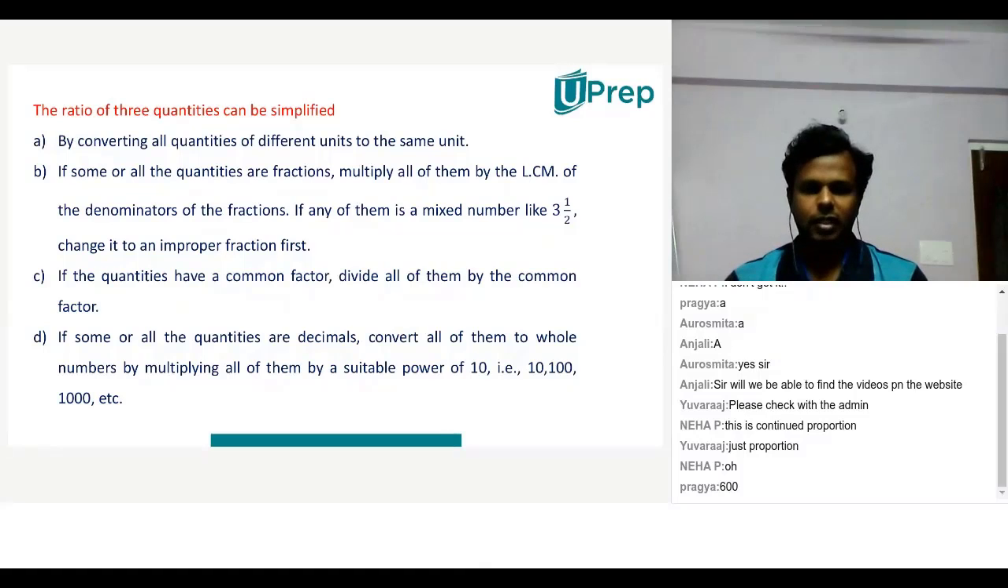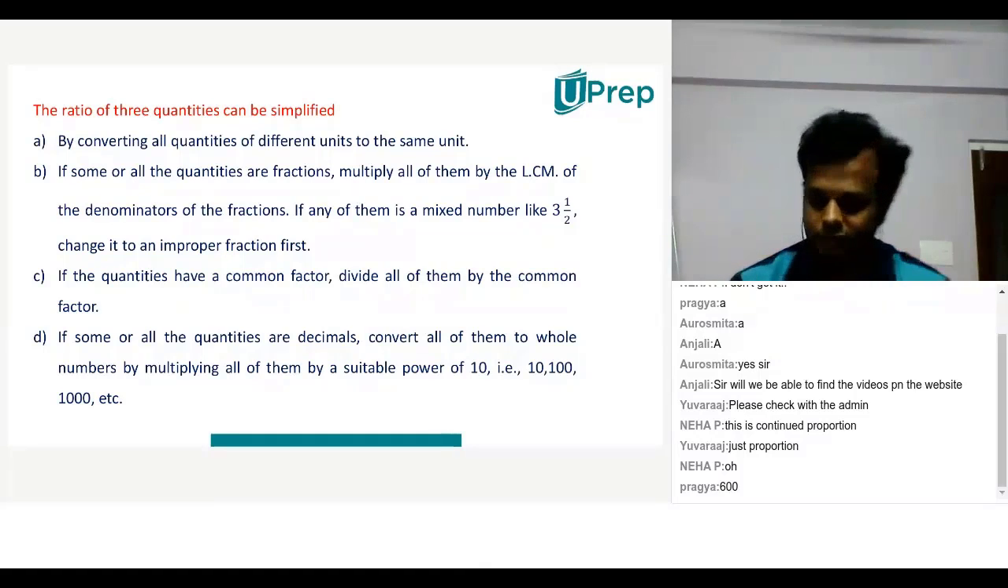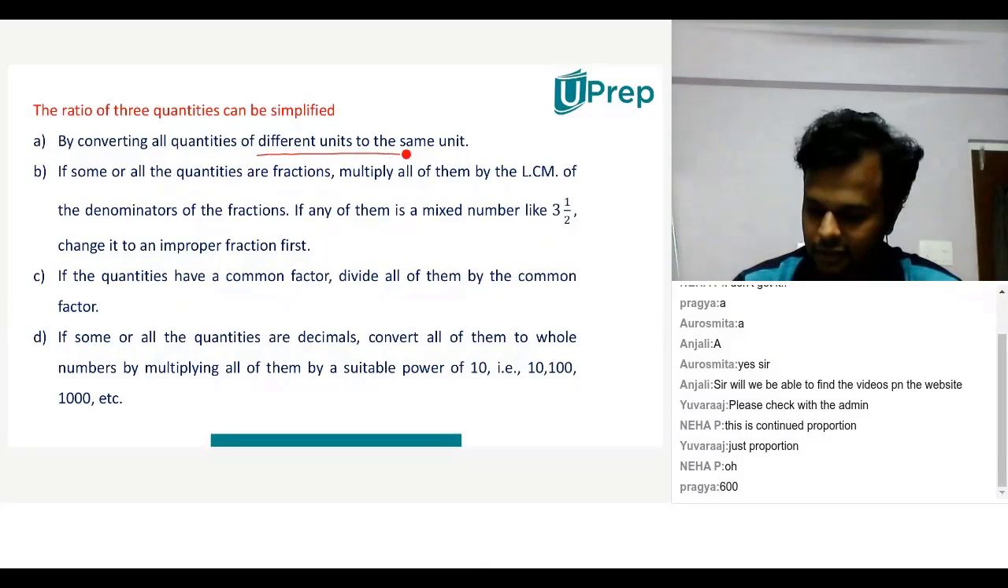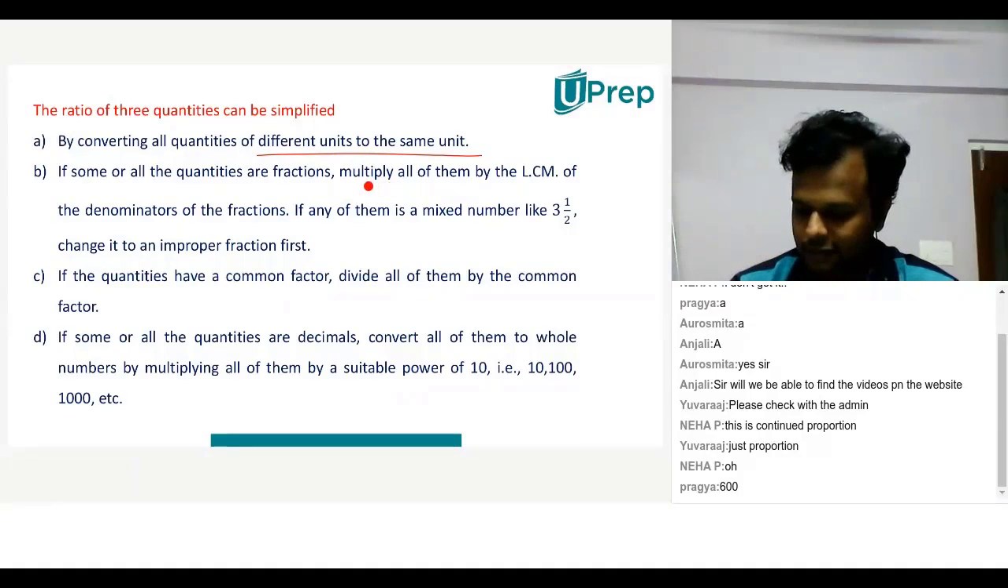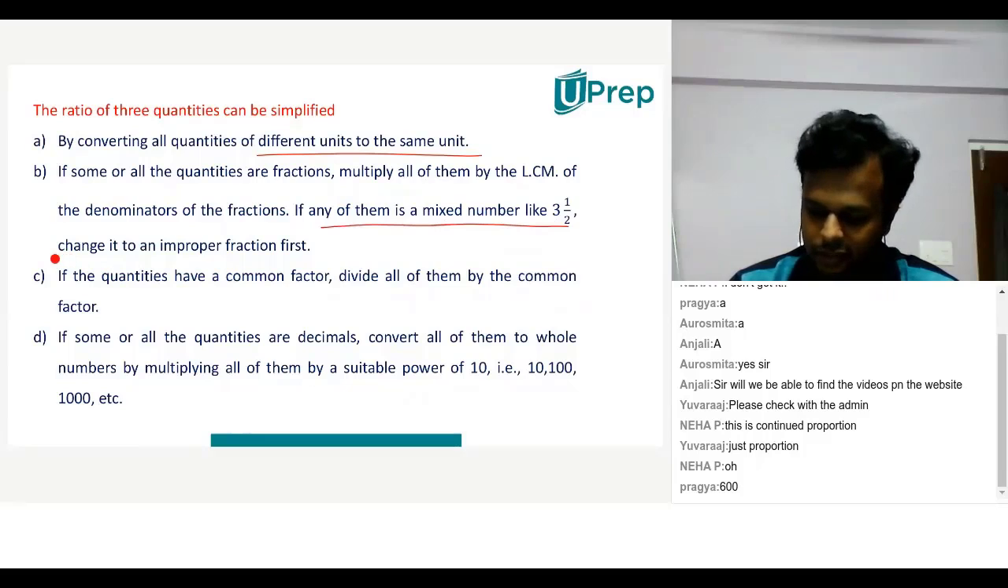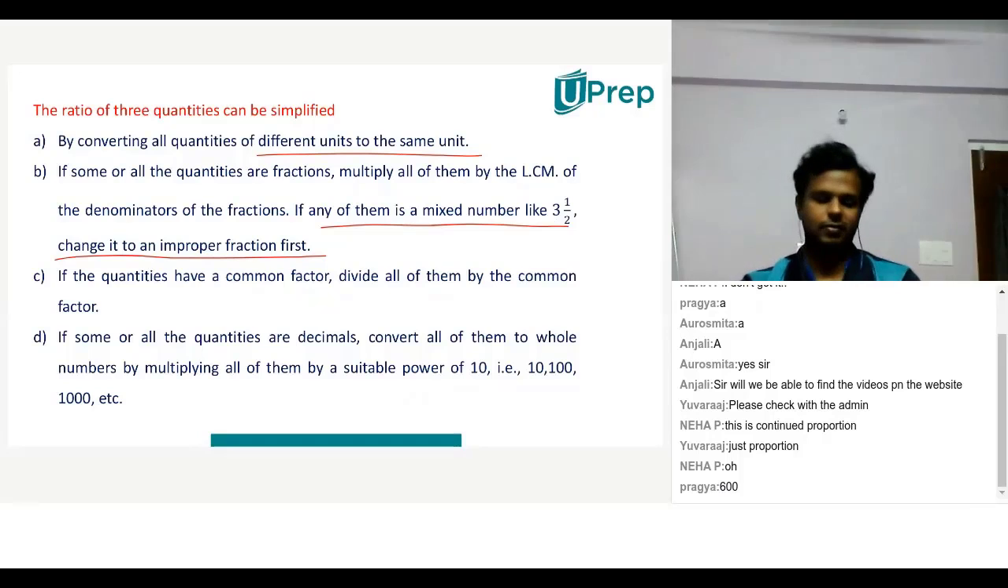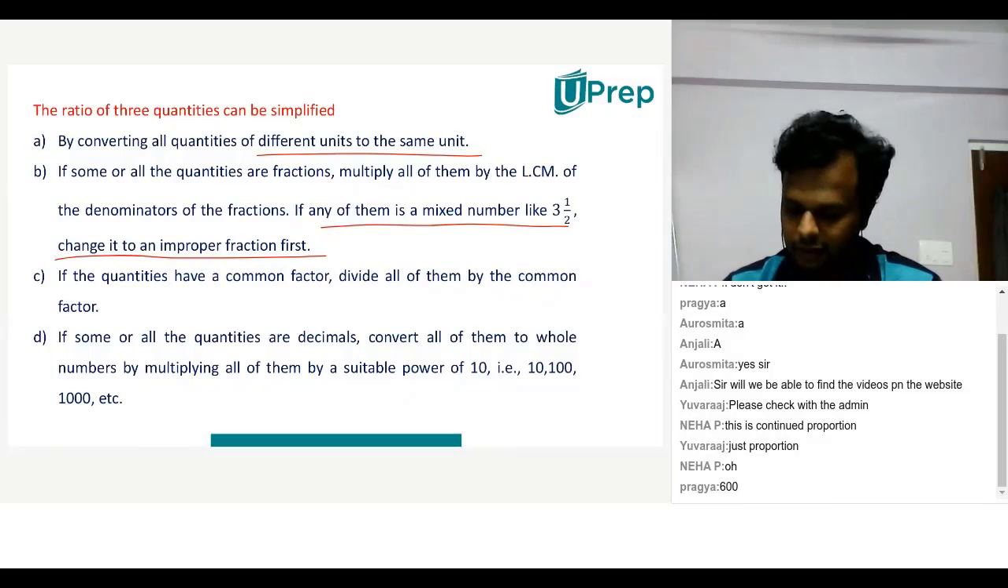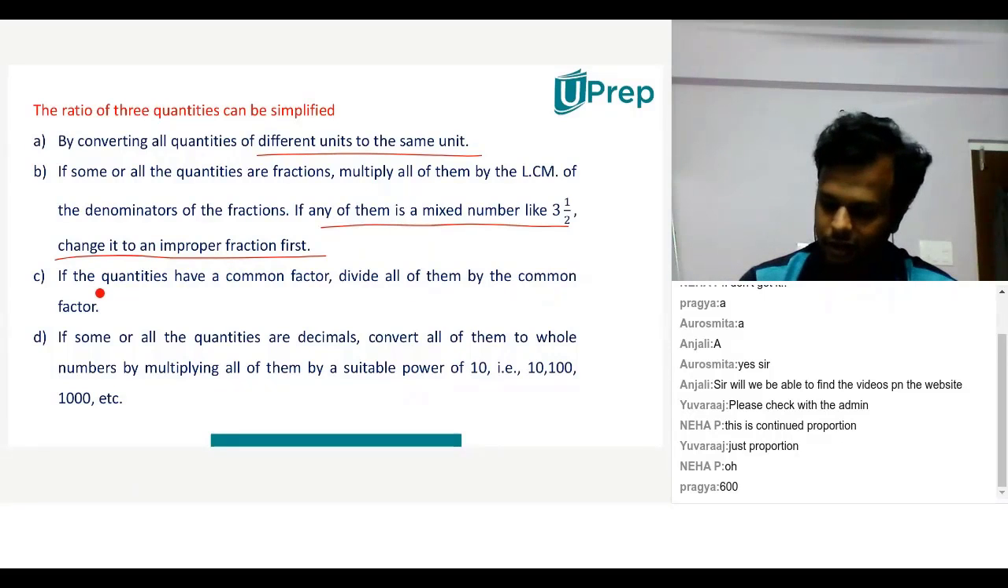So the ratio of three quantities can be simplified when you convert the different units into the same units. Make sure this is done. If some or all of the quantities are fractions, multiply them with the LCM of the denominators of the fractions. If any is a mixed number like 3 1/2, change it into an improper fraction first. If the quantities have a common factor, divide all of them by the common factor.